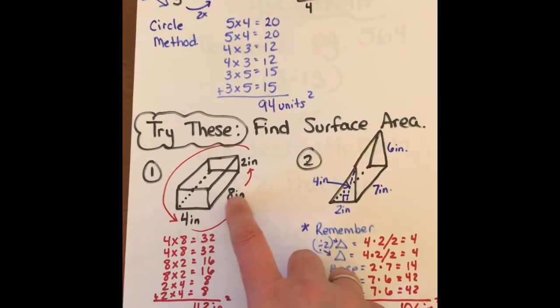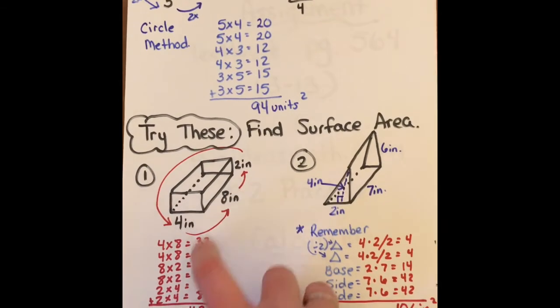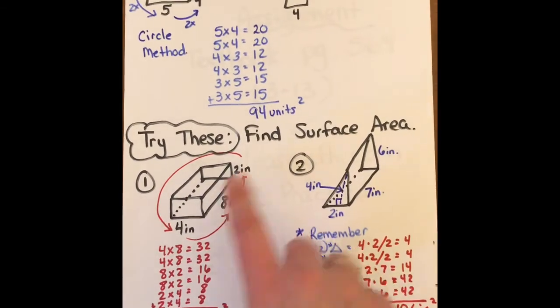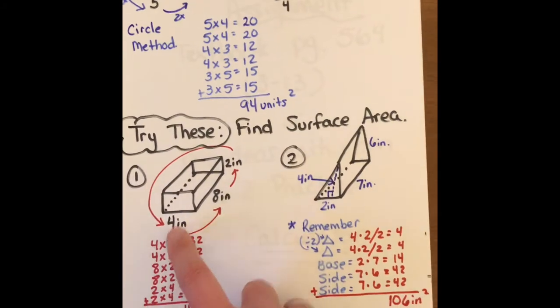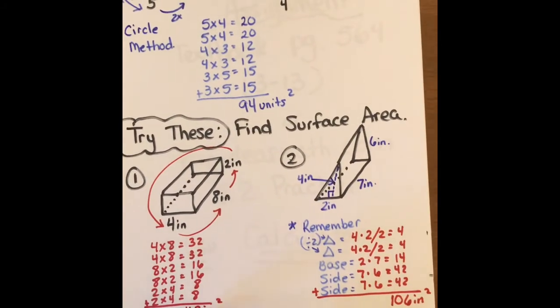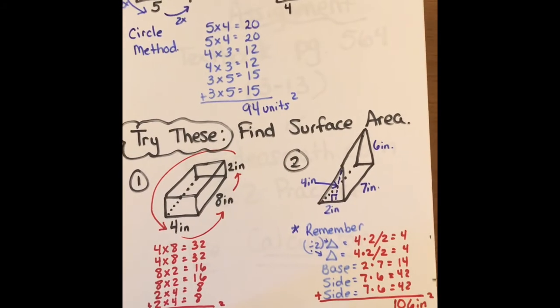Okay, so for this one I used the circle method. I started with 4 times 8, I did it twice, 8 times 2, twice, and 2 times 4, twice, and then added all those together to get 112 inches squared.